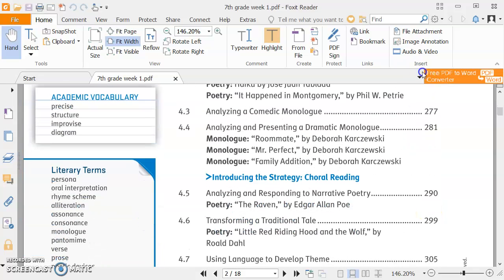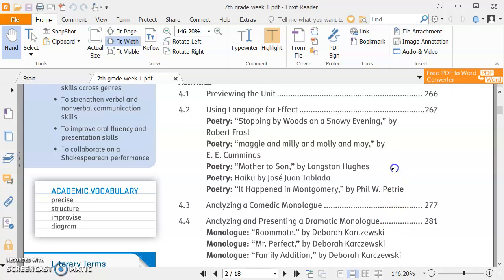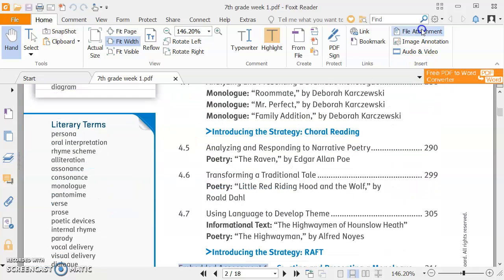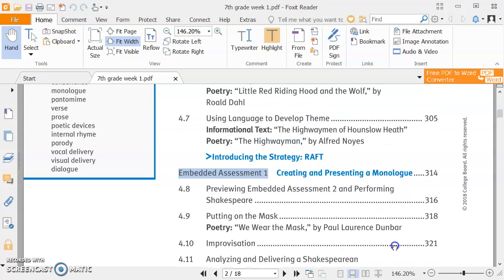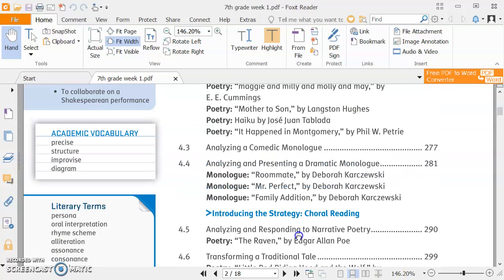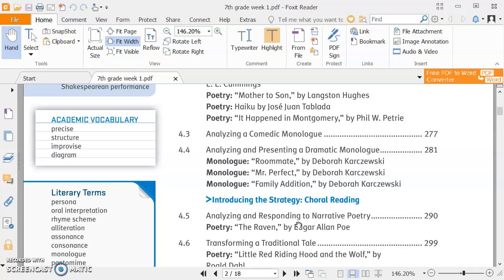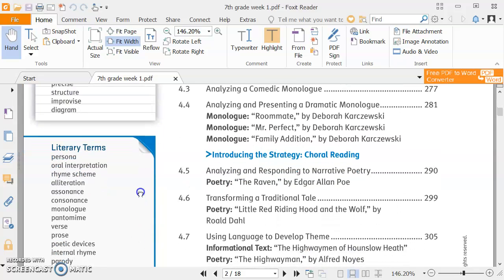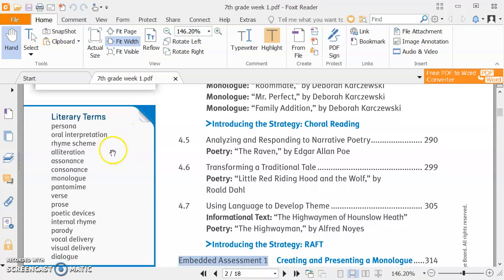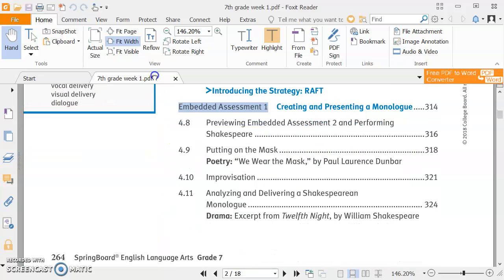So, we're going to start today by doing 4.1, which is previewing the unit, and if we could get to it, 4.2. Now, notice here on the first page of the table of contents, you have the academic vocabulary, which is precise, structure, improvise, and diagram. And you also have literary terms: persona, oral interpretation, rhyme scheme, alliteration, assonance, consonance, monologue, pantomime, verse, prose, poetic devices, internal rhyme, parody, vocal delivery, visual delivery, and dialogue.